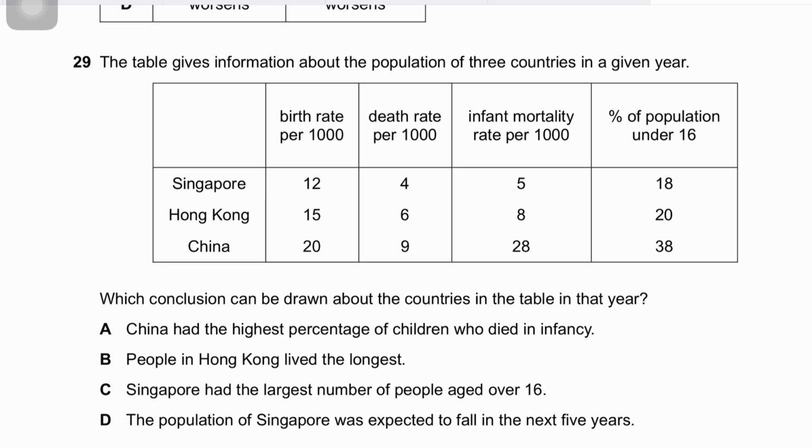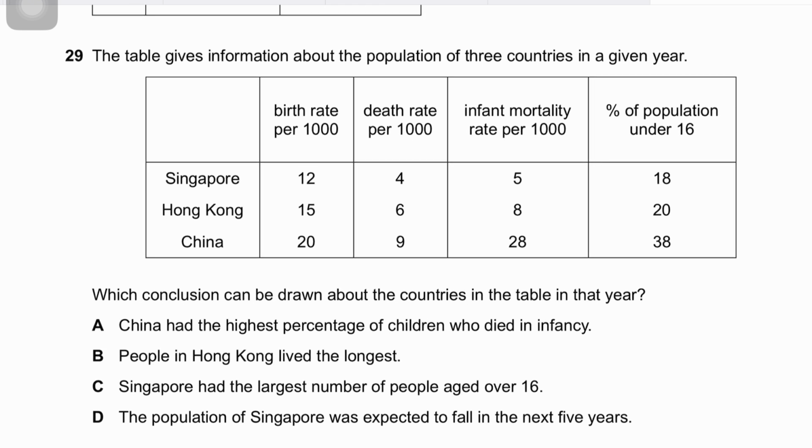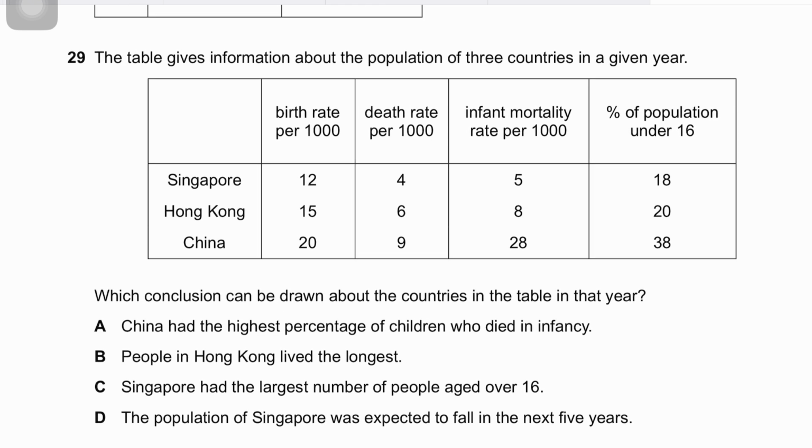But option A is saying China had the highest percentage of children who died in infancy, and this should be the answer, because the infant mortality rate, you can see, is the highest in China. That is 28 per 1,000, indicating the highest percentage of children who died in infancy, right? So that makes A the correct answer.